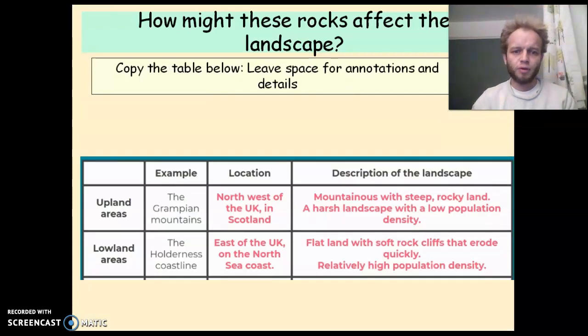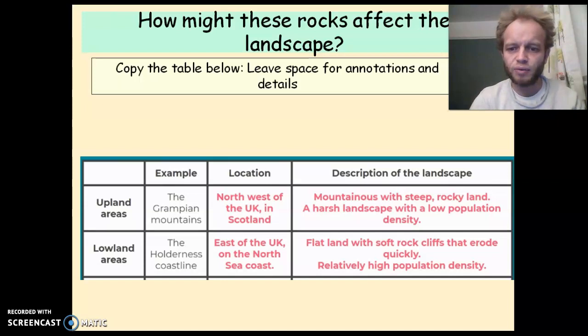Okay, a couple of model answers here. So you should have a description of location. So northwest of the UK, up in Scotland, mountainous regions, so steep, rocky landscape, harsh landscape. We talked about that in the first lesson, and with a low population density, difficult for people to live in those areas. Whereas our lowland areas, Holderness coastline, east of the UK on the North Sea coast.